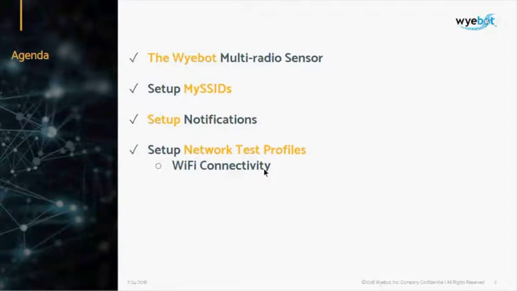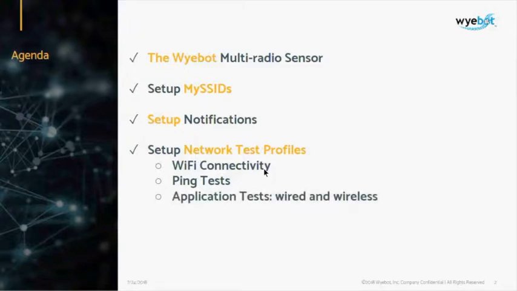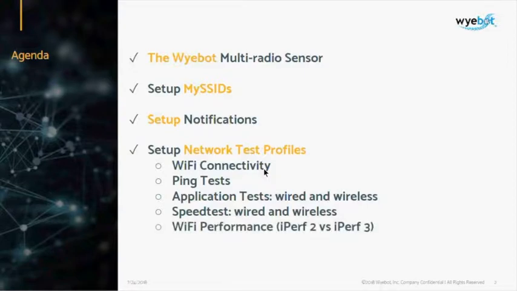We have a test for Wi-Fi connectivity. We have a test to do standard ping. You can do application testing on both wired and wireless. Ping tests can also be done on both wired and wireless interfaces. There is a speed test available, and again, you can select whichever interface to do it on. Both is possible. There is a Wi-Fi performance test, which is similar to speed test but allows you to test Wi-Fi performance internally within your network without hitting the internet at all.